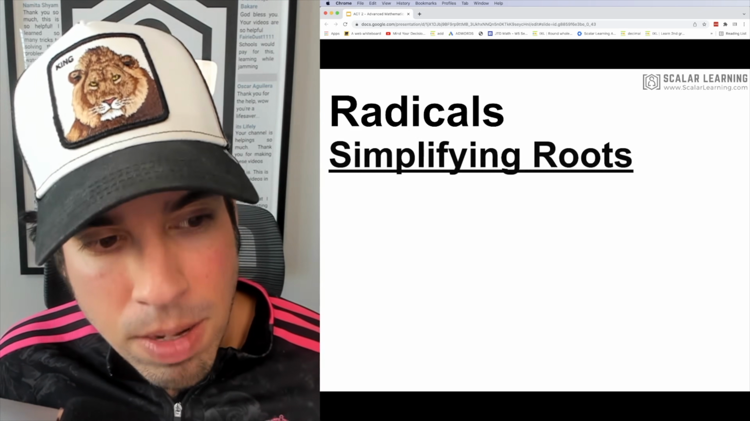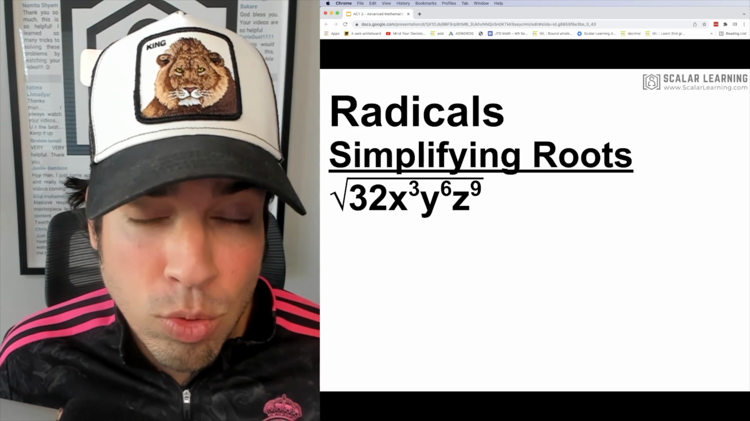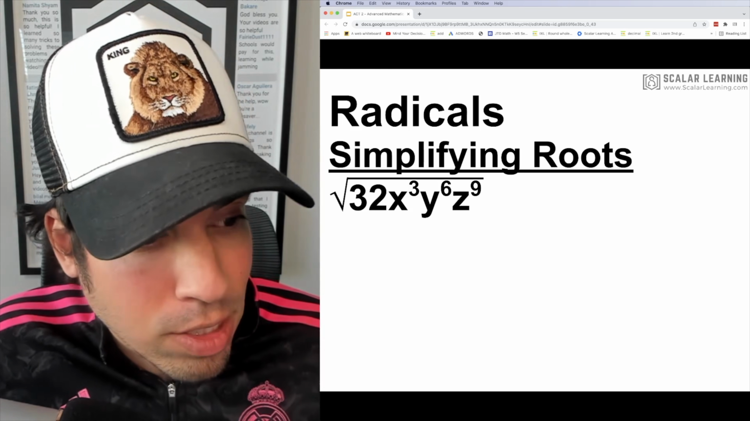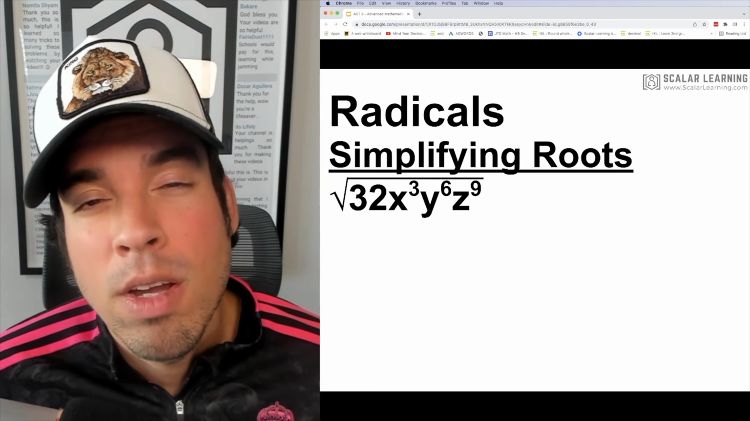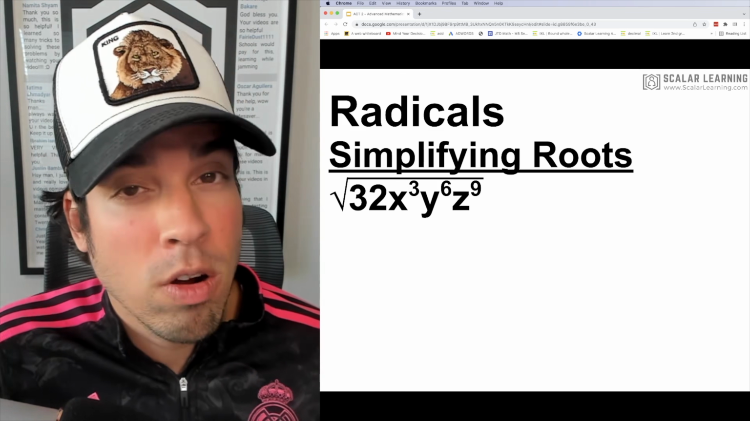Now let's talk about simplifying roots. And again, I want to look at this like a prison. That square root is a prison. I'm trying to get as many things out of that prison as possible. It'll still be part of the expression. But remember, the only thing that is able to come out, since it's a square root, are perfect squares.